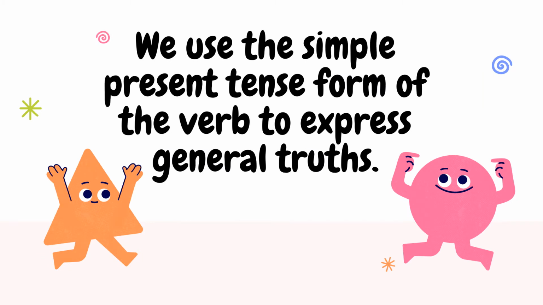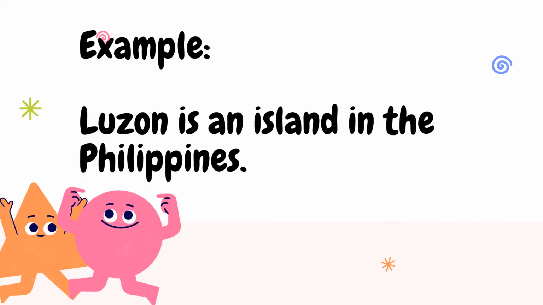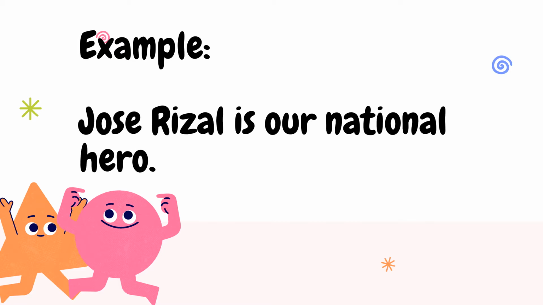Second guideline. We use the simple present tense form of the verb to express general truths. Those are facts that are always true or events that always happen. Example, Luzon is an island in the Philippines. Another one is, Jose Rizal is our national hero.